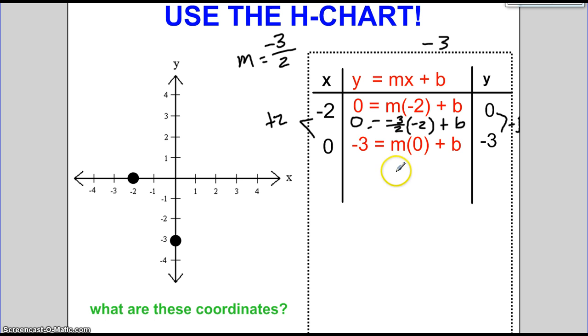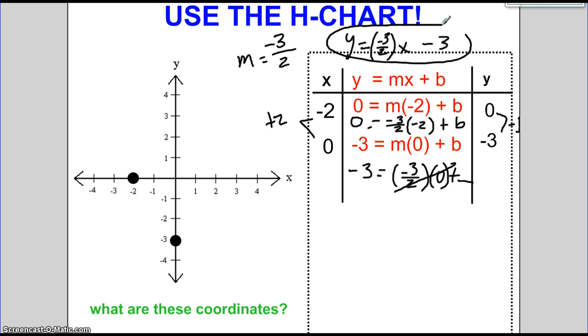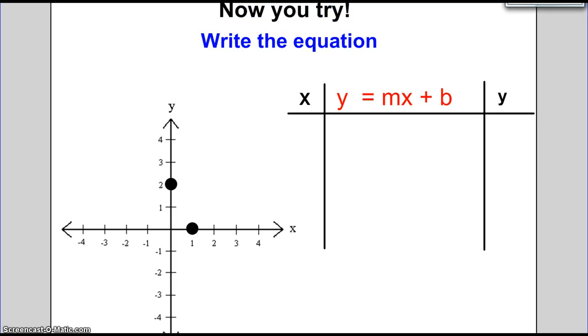The slope I know is negative 3 over 2 times 0 plus some blank gives me negative 3. Notice how this goes away because of the 0, so my blank should be negative 3. Therefore y is equal to negative 3 over 2 times x minus 3. And you can try this one and ask your teacher if you're doing it right.